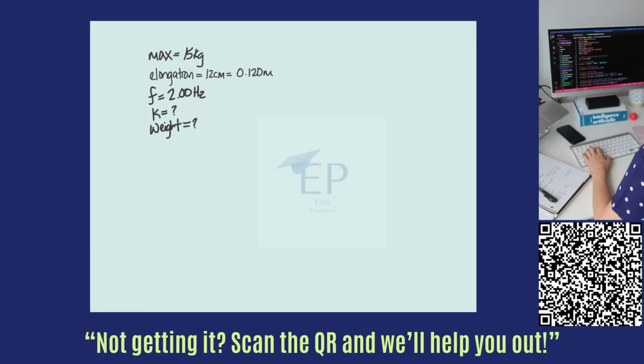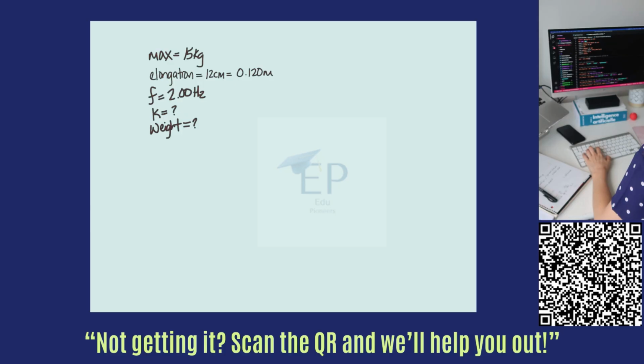In this problem, we're given information about a spring balance that can read the mass of objects from 0 to 15 kilograms, and it stretches to 12 centimeters long. A package is suspended from the balance and found to oscillate with a frequency of 2 hertz, and we're trying to figure out what the spring constant is and what the weight of the object is.